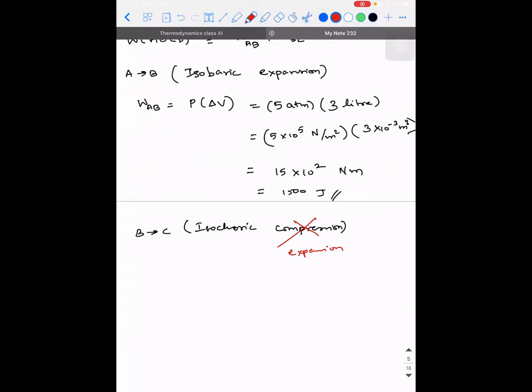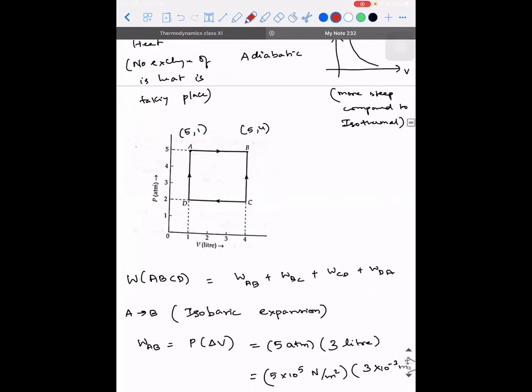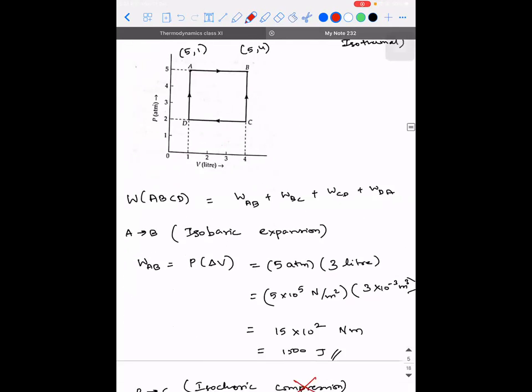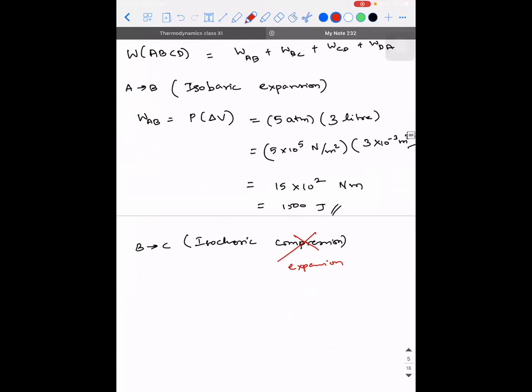Is this right? Sir, the arrow mark is towards the origin, sir. Okay. So you want me to say it is compression. Whether it is compression or expansion, both are wrong. Why? What kind of a process is this? It's isochoric, means the volume is constant. When the volume is constant, how can you say whether it is expanding or getting compressed?